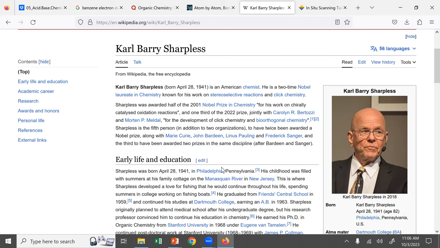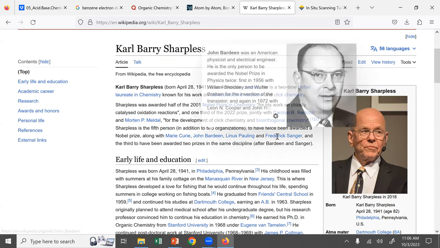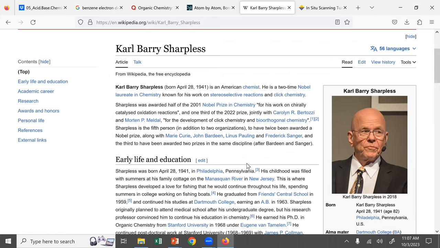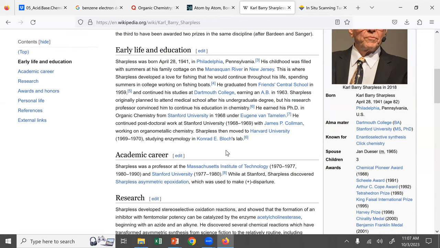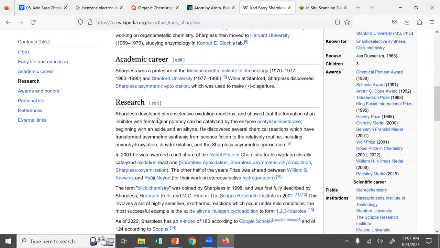But then Sharpless and Sanger and Bardeen won Nobel Prizes in the same discipline. Bardeen in physics twice, and Sanger in chemistry twice. He was a biochemist. We still teach some of the stuff he did in the upper division biochem. And now Sharpless has won it twice, in 2001 and 2022. Let's see if I have a picture of the Sharpless reaction in here.